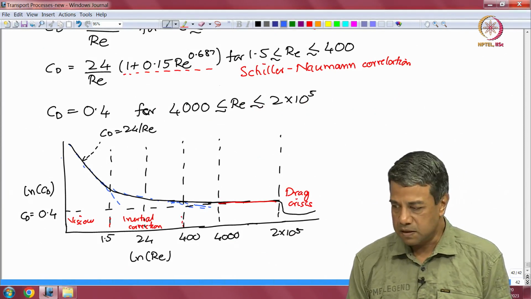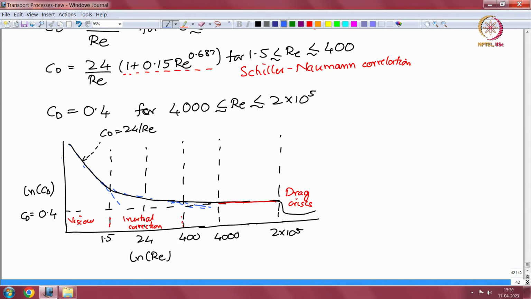In the next lecture, I will briefly discuss this and then solve a problem on how we can use this to find out the velocity and the diameter for different regimes for a particle settling in a fluid. I will continue this in the next lecture. I will see you then.